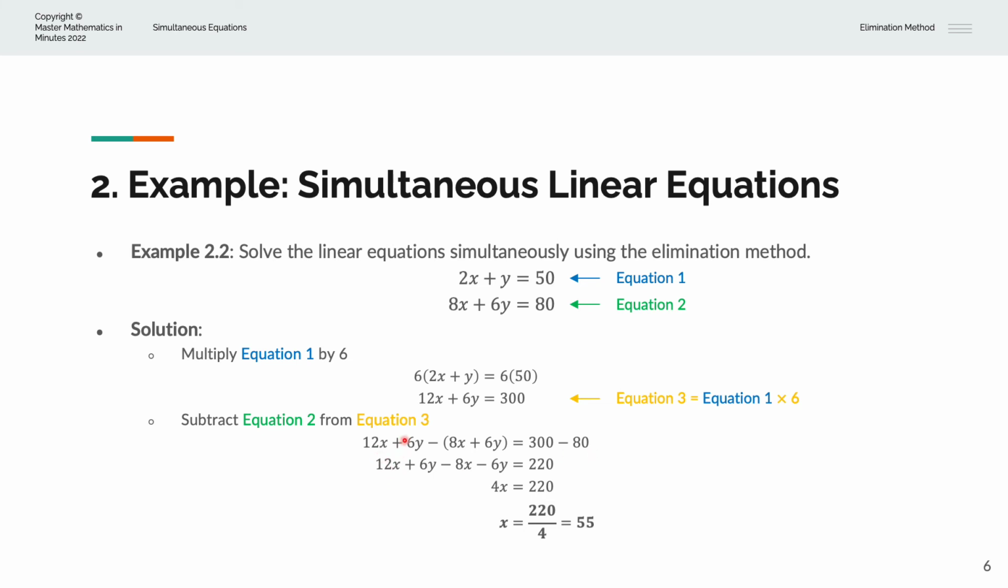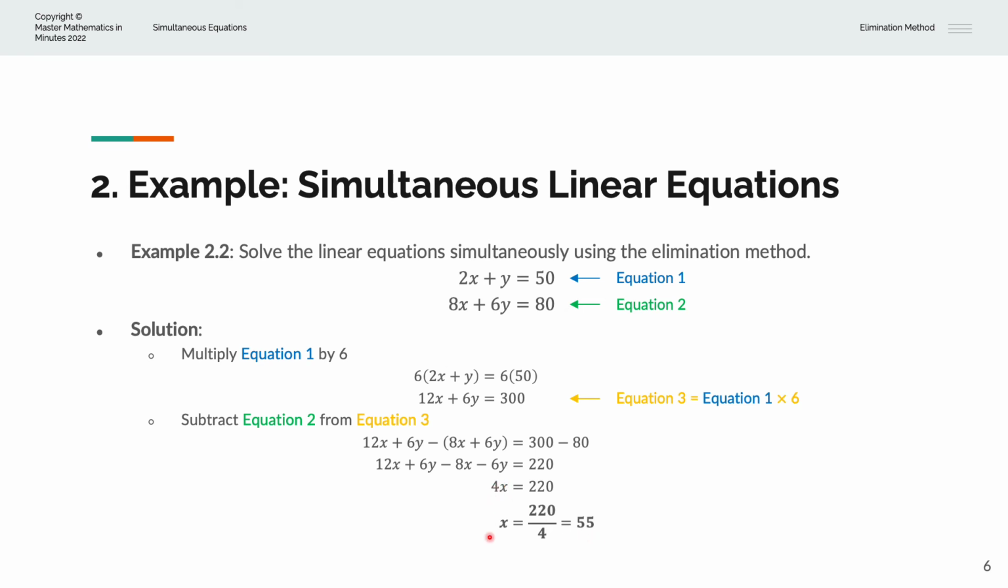And we'll copy 12x and 6y, and we'll expand the brackets. And that becomes minus 8x and minus 6y. And 300 minus 80 is 220. And notice that we have 6y minus 6y amounting to 0. And so we have eliminated the variable y, and hence the name, the elimination method. And then we're left with 12x minus 8x as 4x. We'll copy the 220 down, and we'll solve x, which is 220 divided by 4, and that gives us 55.